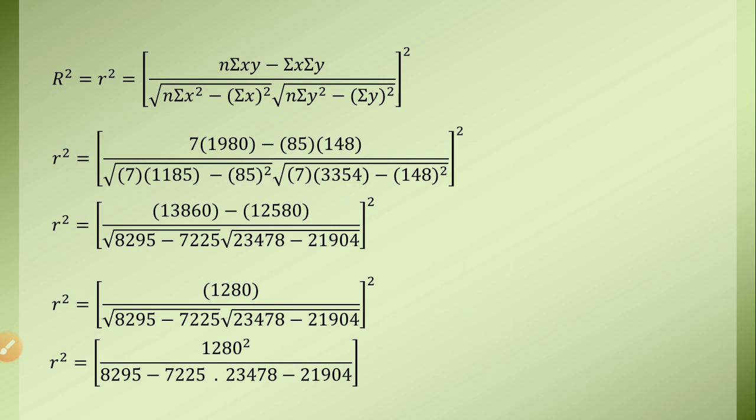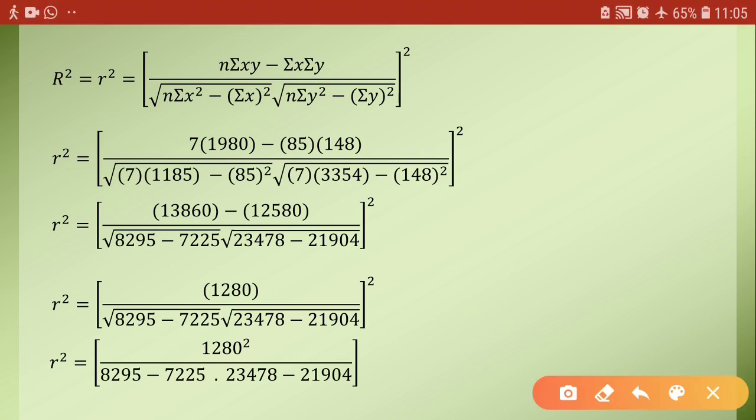Okay, let's see up to here. We are here on this topic. If you subtract 13860 minus 12580, you will get 1280. Upon this, everything is as it is in the previous step: 8295 minus 7225, 23478 minus 21904, root.